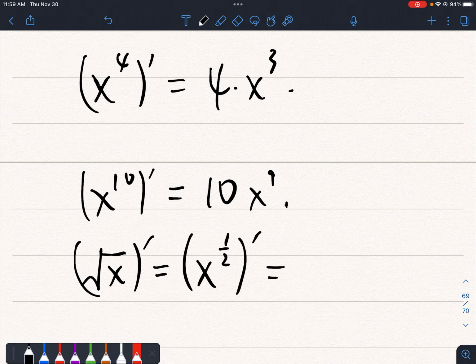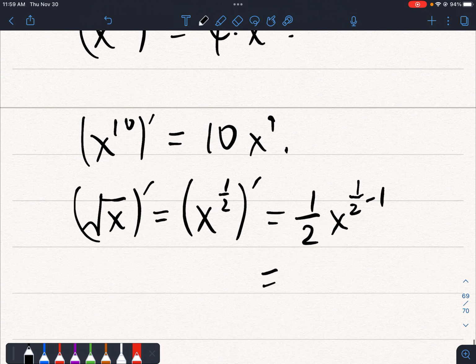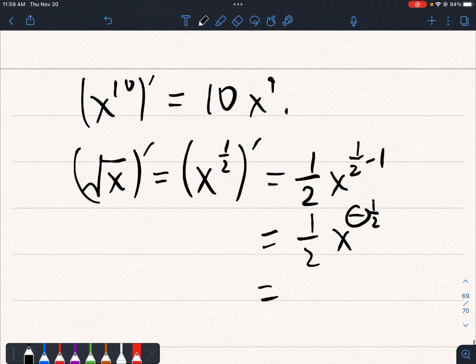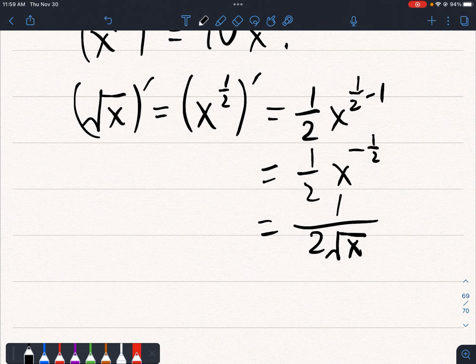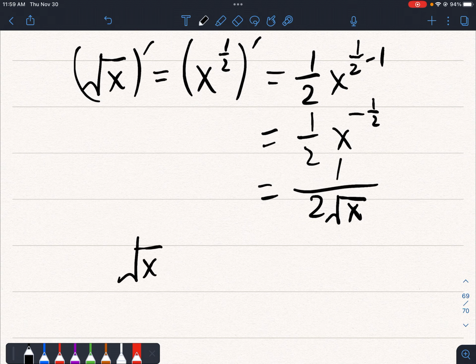Because if you want to take the derivative, the square root of x is x to the power of 1/2. You still do the same thing. You put this 1/2 as the constant times x to the power of 1/2 minus 1, right? So this is 1/2 times x to the power of minus 1/2. It is minus because then it is in the denominator, and 1/2 means square root. So this is 1 over 2 times square root of x.